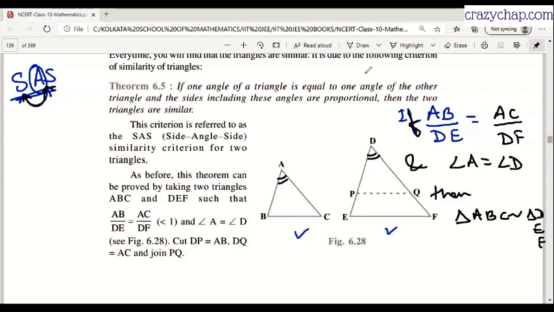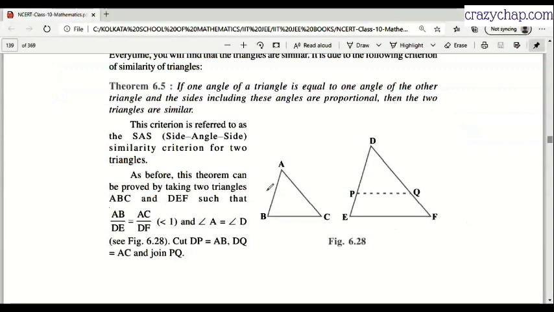Okay. For example, let me raise the screen. Let's say this side is 5, this side is 7, and side AC is 2.5, and this is 3.5. And the in-between angle, let's say angle A is 60 degrees and angle D is also 60 degrees.